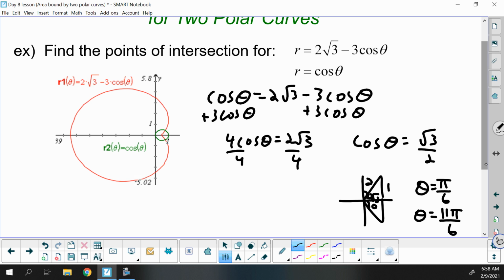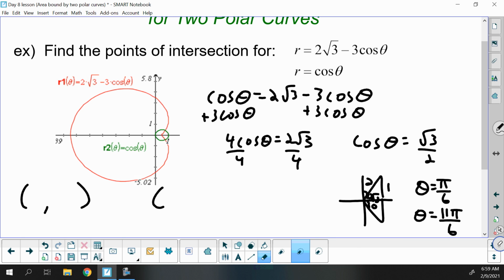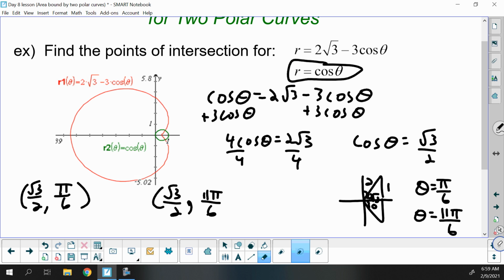Now they wanted the points of intersection, so our answers are going to be whatever we get back, comma, pi over 6, because it's r comma theta, and then whatever we get back, comma, 11 pi over 6. So sub into whichever one you think is easier. Probably the cos is easier. And you're just doing the cosine of that reference triangle, which is just square root of 3 over 2. So we get radical 3 over 2 for our radius, comma, pi over 6, or comma, 11 pi over 6.